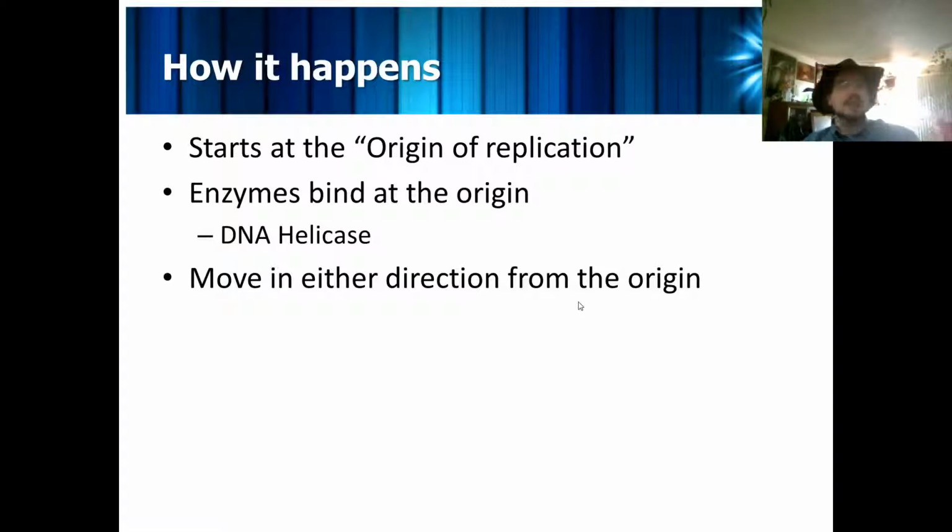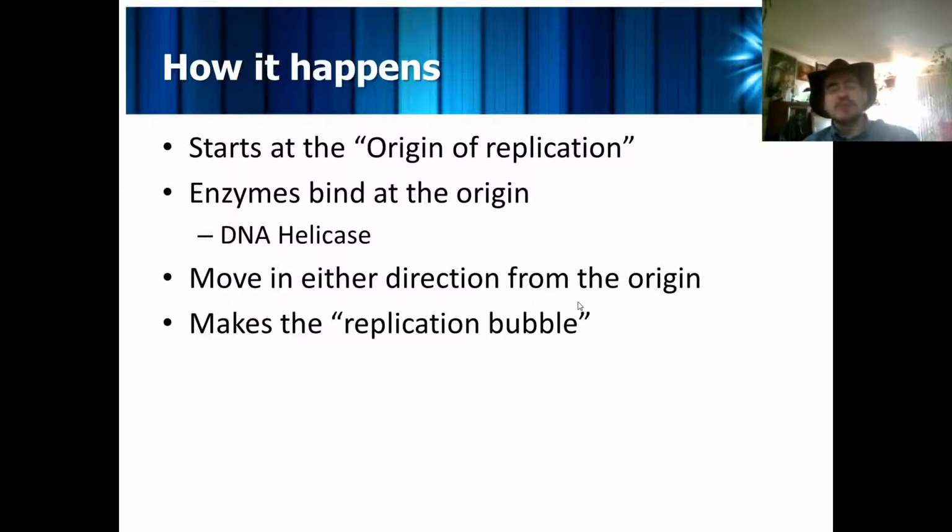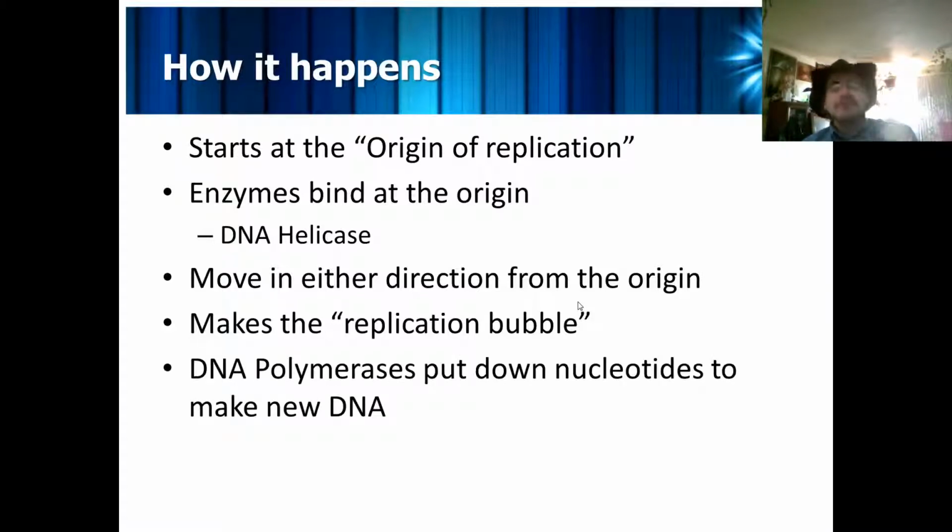So, you have something like 10 feet of DNA in a single cell. And so, anywhere in there can be the start point. And so, DNA helicase binds. In fact, you'll get two DNA helicases binding, and they'll move in either direction from the origin. And this makes what's called the replication bubble. And once we've created the replication bubble, DNA polymerases are responsible for adding nucleotides to make new DNA.